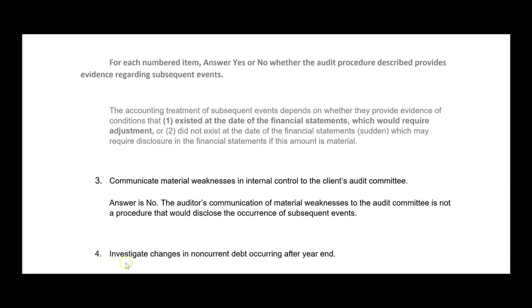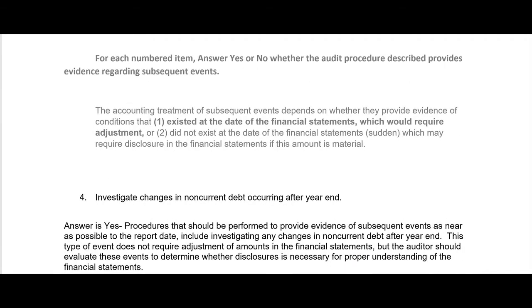Number four, investigate changes in non-current debt occurring after year end. Yes, procedures that should be performed to provide evidence of subsequent events as near as possible to the report date.